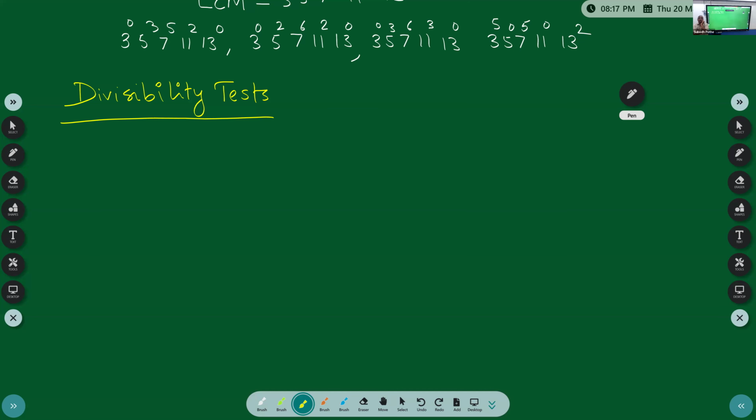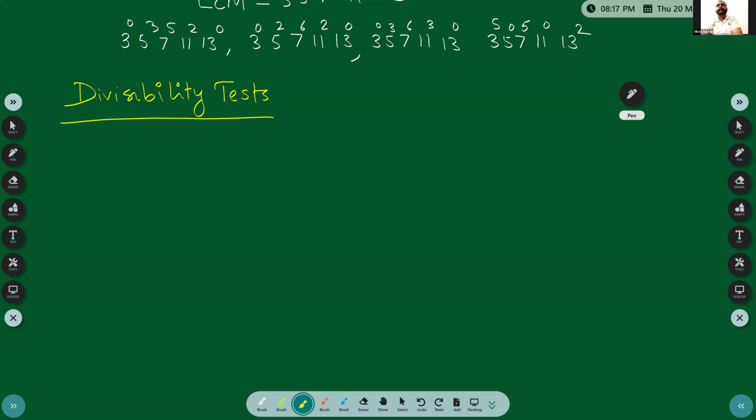Everyone should know this. Yes, sir. The number should be even. Yes. Any other way of saying the same thing? Number ending with 0, 2, 4, 6, 8. Very good.